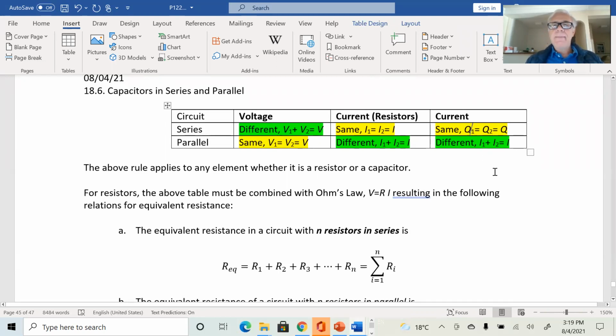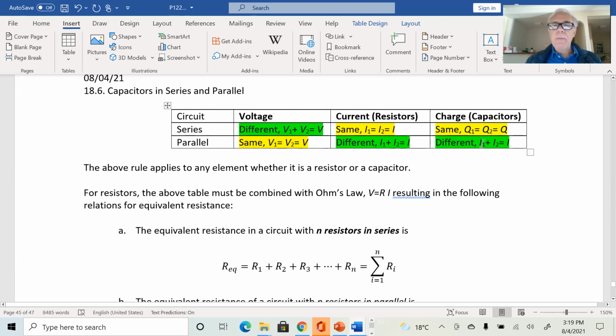But don't forget, the current is directly proportional to the charge Q. Current is delta Q over delta T. So in a way, we can say that this column applies to the capacitor, and this column here applies to the resistor. Okay, charge, capacitors.